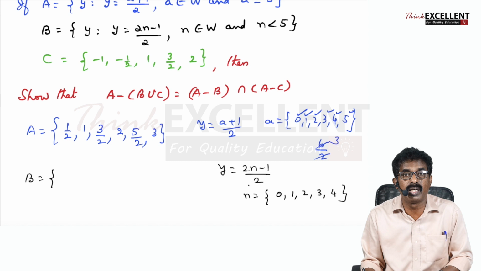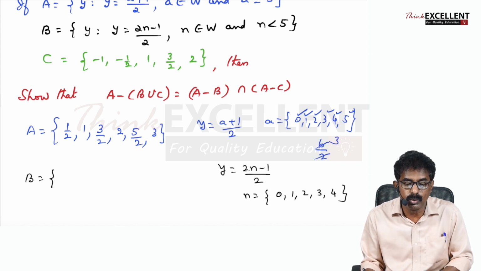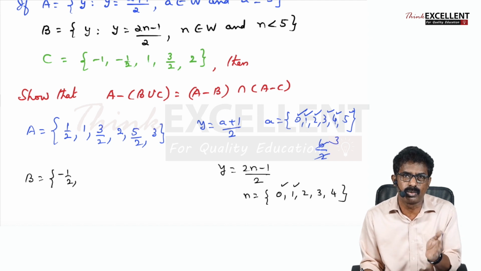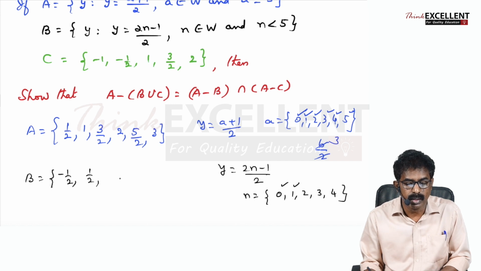Give the values one by one. First you put 0: 2 into 0, 0, right? So 0 minus 1, so minus 1 by 2. Next you put 1. When you give 1, 2 into 1, 2. 2 minus 1, 1. If you want, you write, for n, you are giving 1. So 2 is simple calculation only, no? 2 into 1 is 2. Then 2 minus 1, 1. So 1 by 2. Now you give 2. 2 into 2, 4. 4 minus 1, 3. So 3 by 2. Next you give 3. 2 into 3, 6. 6 minus 1, 5. So 5 by 2. Denominator is 2 only.